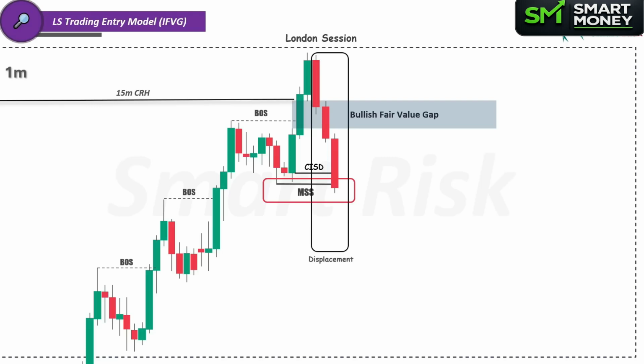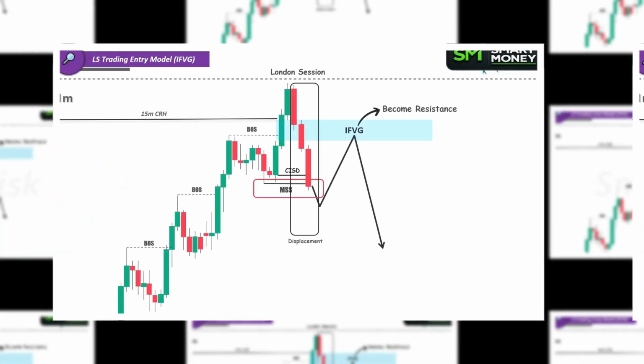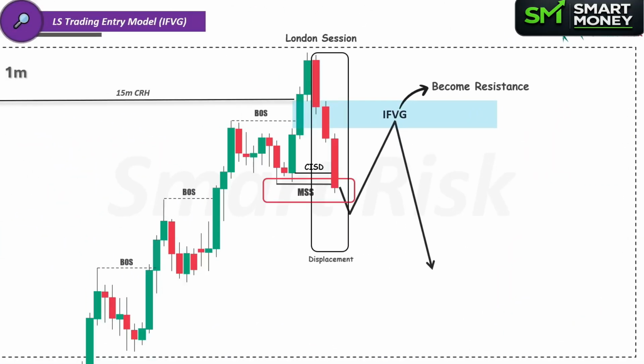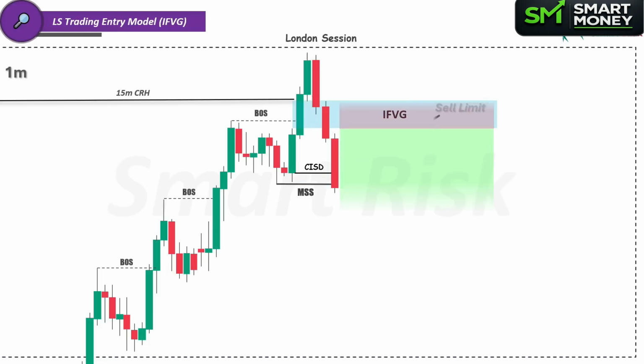If I am using the 1-minute chart, I often look for an inversion fair value gap. This forms when a fair value gap is violated and then flips into the opposite role. In a bearish setup, the newly formed IFVG can act as resistance. So once the IFVG is confirmed, we wait for price to retrace into it and place a sell limit order at the lower boundary of the zone. For take profit, you can target the nearest key sell-side liquidity, the Asian session midpoint, or the Asian low. You can also use a fixed target such as 2.5 or 3R depending on your trading style.